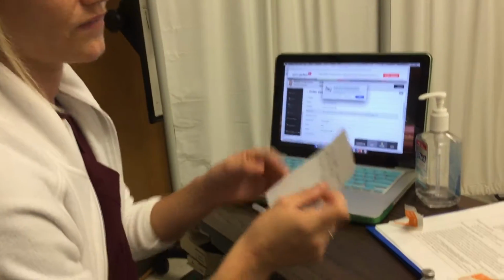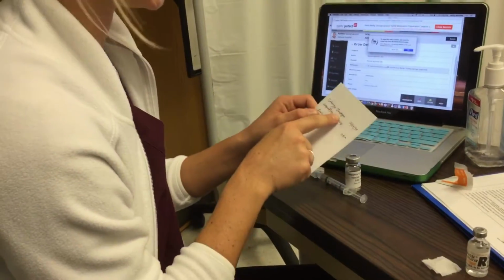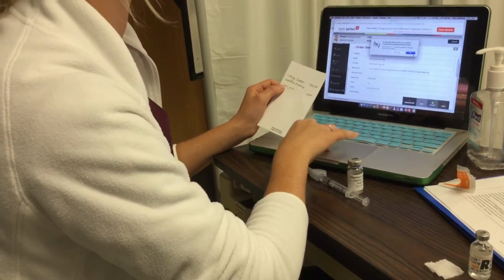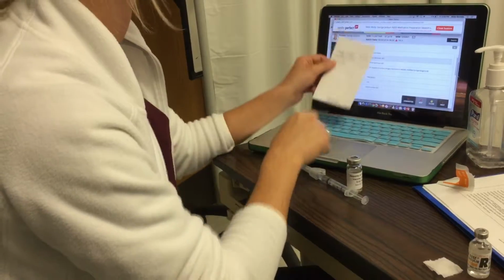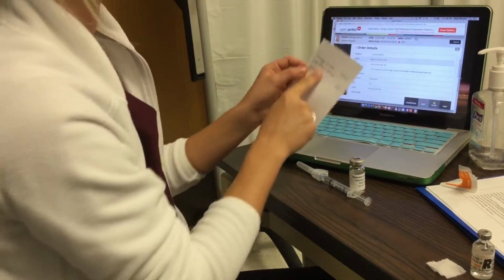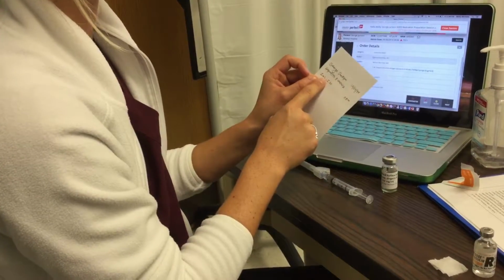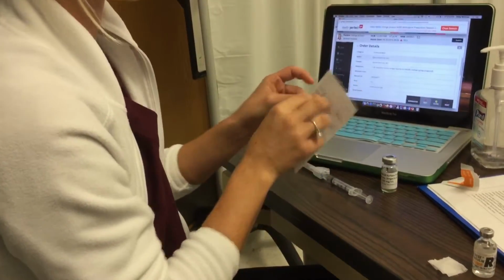Since this is not verified by another nurse, I'm going to put a label on it that has my patient's name, his date of birth, the medical record number, the type of medication, which is Hep B, that it is 1 milliliter, the route it's given, IM, and the time that it will be given.